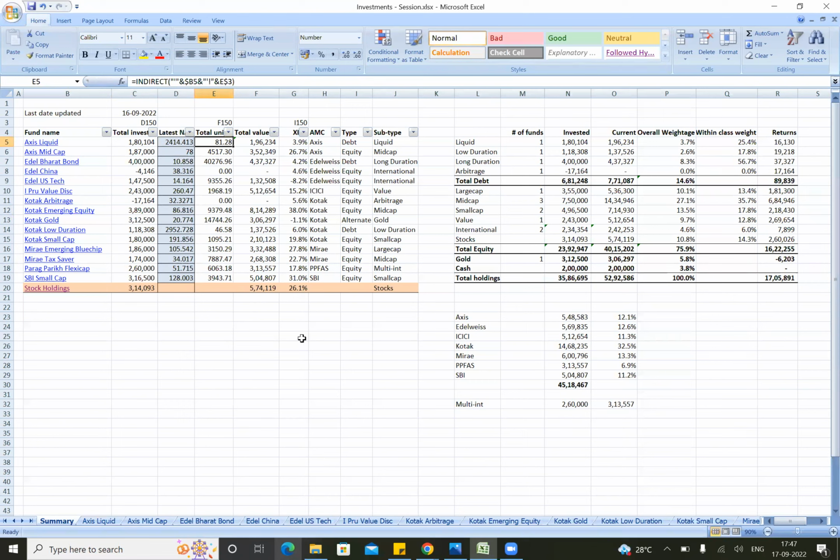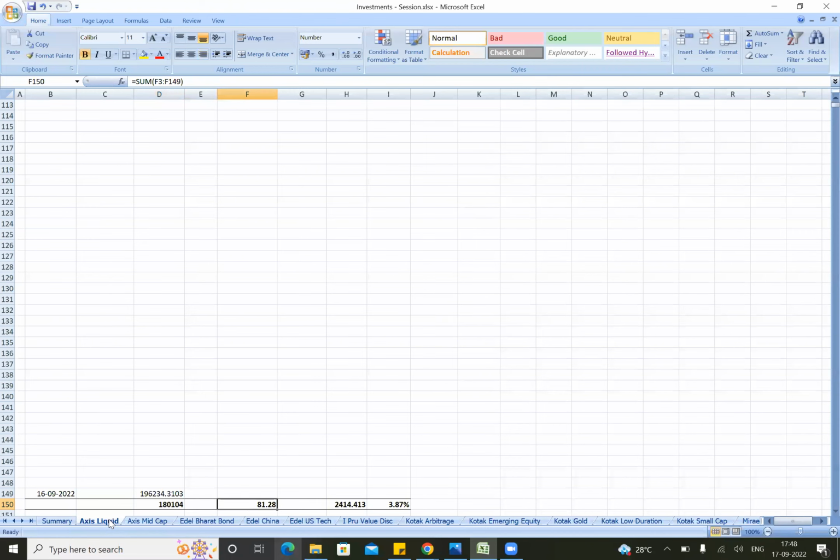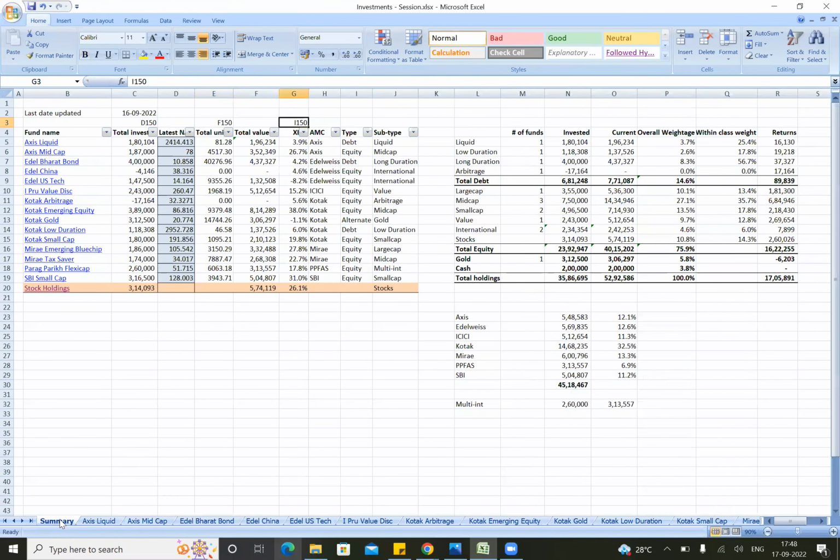Total units, again, is an indirect function, because I have calculated total units, which I showed you in that F row. So this is the F row, 81.28. This number is pulled out, and total value is nothing but this into this. This value can also be pulled from that sheet, but because computations also take time when you are referencing different sheets, just calculate it over here, because both the numbers have anyway been pulled. XIRR can be pulled again from the same sheet.